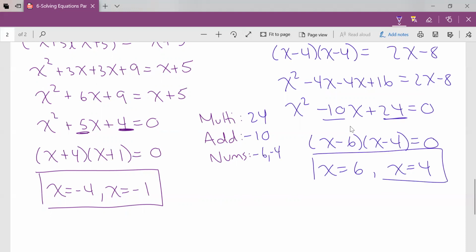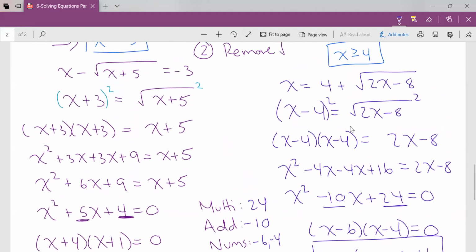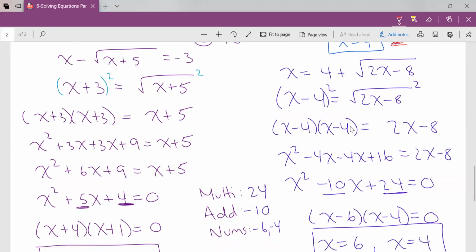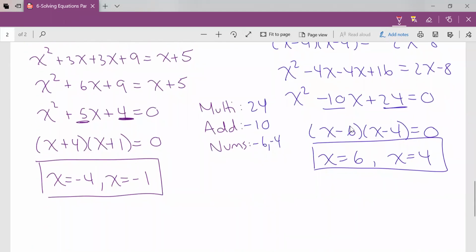So I put a box around those two things. I come back up to my restriction. What was my restriction? It said x had to be greater than or equal to 4, right? So I come back down to here. I look at my answers. They're both greater than or equal to 4. I'm okay. Okay, but on occasion, remember from the last video, that won't be the truth, and we'll get an extraneous root, and you will cross it off. Okay, but not in these two cases.